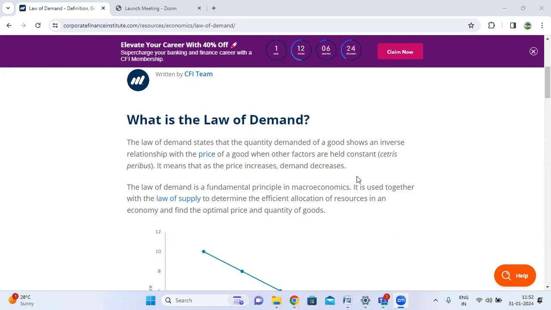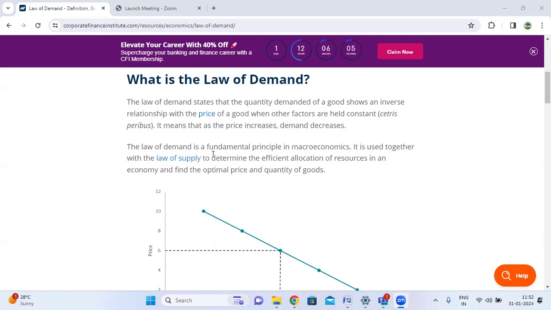It is also known as an inverse relationship. So in the law of demand, if the price of the product increases, the quantity demanded decreases. The law of demand is a fundamental principle in economics.